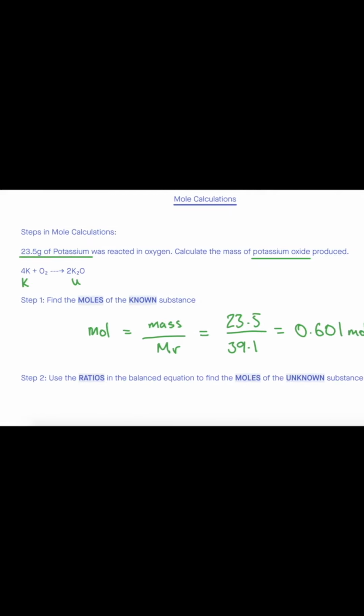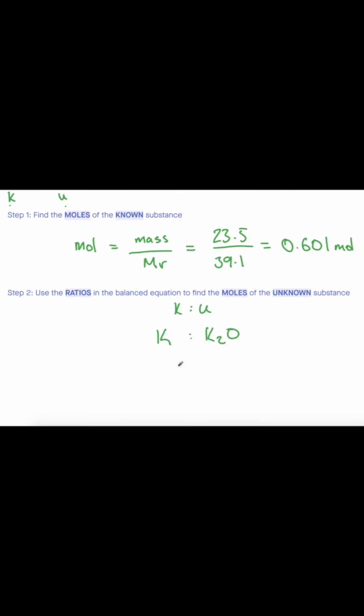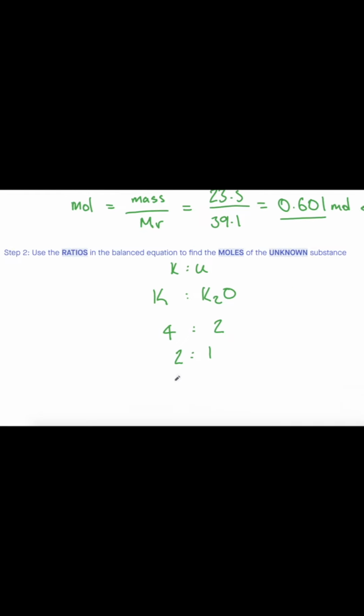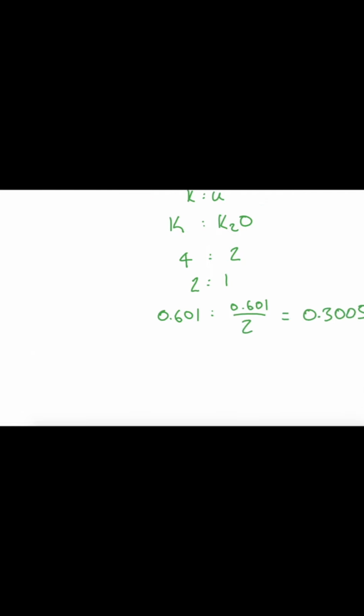Now for the second step, we need to use the ratio in the balanced equation to find the moles of the unknown substance. So our ratio is 4 to 2, as that's the numbers in front of them in the balanced equation. That can be simplified as 2 to 1. So for 0.601 moles of potassium, we can divide it by 2 to find the moles of potassium oxide. This gives an answer of 0.3005 moles of potassium oxide.